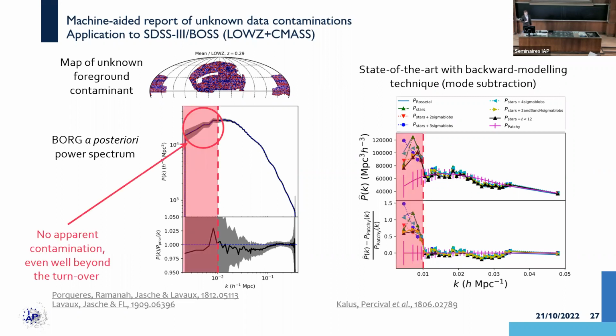And the interesting thing is to look here at what happens at large scales. We find no apparent contamination at these scales smaller than 10 to the -2. That means well beyond the turnover in the power spectrum. Whereas here with this traditional technique, well, we are basically unable to formulate any model which fits the data at these large scales. So what are these unknown foregrounds? Well, we still don't know, but at least we now have a hypothesis generator to try and investigate further.